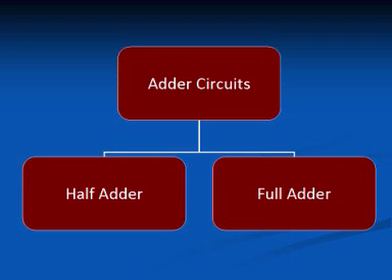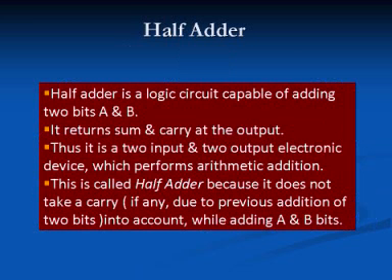There are 2 types of adder circuits, namely half adder and full adder. Let us discuss half adder first. Half adder is a logic circuit capable of adding 2 bits A and B. It returns sum and carry at the output. Thus, it is a 2-input and 2-output electronic device which performs arithmetic addition.